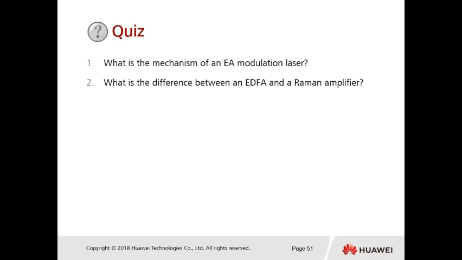Okay. The second question, what is the difference between an EDFA and an RFA? I think after we learn the amplifier, this will be very clear. EDFA and RFA have a lot of differences. For example, EDFA can only amplify C-band, while the Raman amplifier can amplify any wavelengths. For EDFA, the gain is good. The Raman amplifier gain is not as good. The EDFA has more noise than RFA.